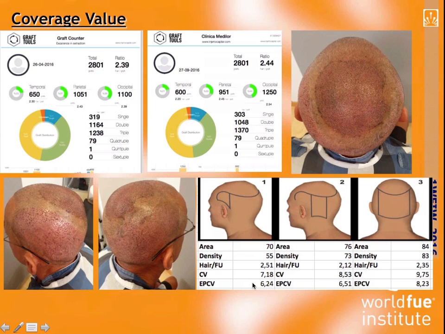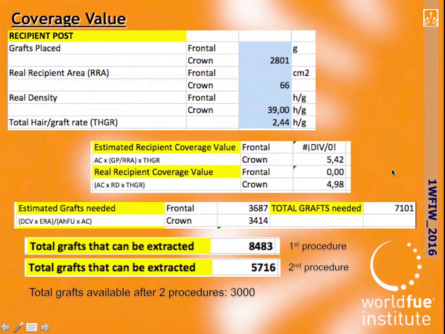Estimated coverage value after the procedure falls down to 6 and 8. We hope to have again a 5 coverage value in the crown, but know that we still have nearly 3,000 grafts to use if the patient requests more coverage.